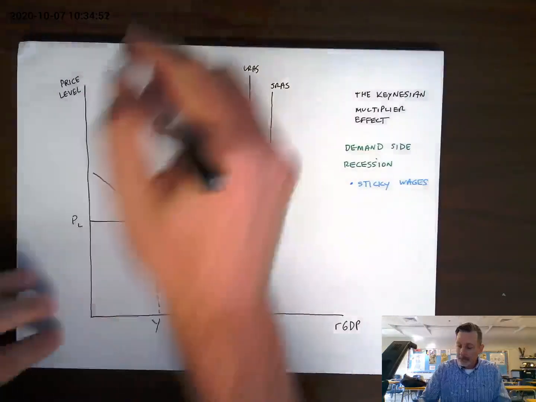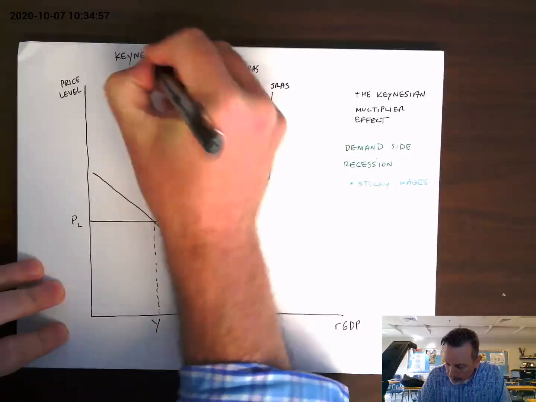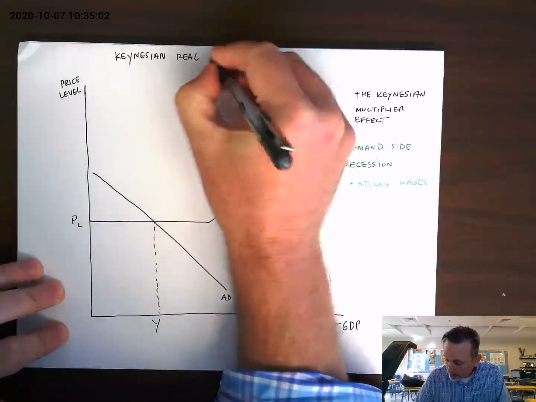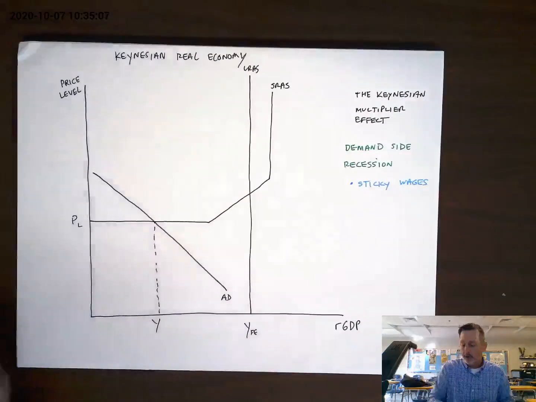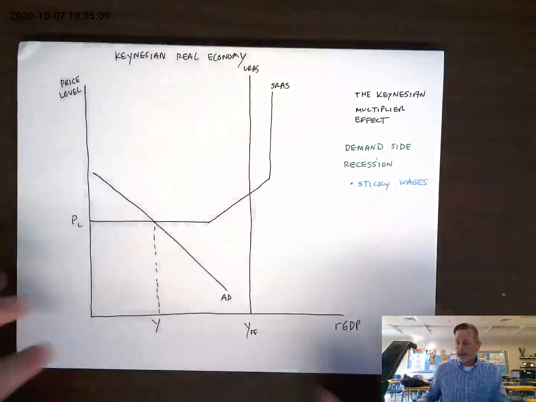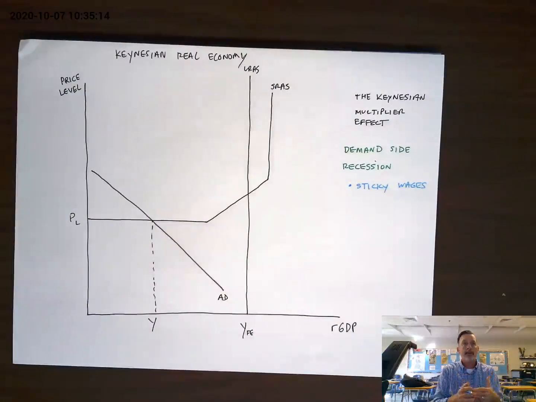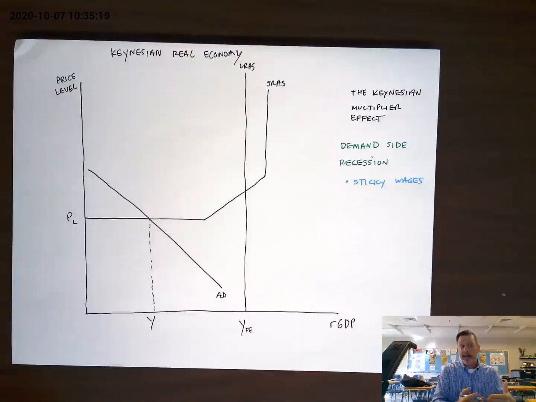Why don't we put a title on this just to be thorough. So this is our Keynesian real economy. We're going to talk a little bit about the multiplier effect here. The multiplier effect is the idea of how and why the world of John Maynard Keynes and the theories he developed are considered so useful in this particular scenario.